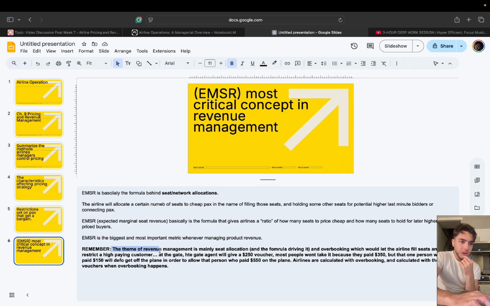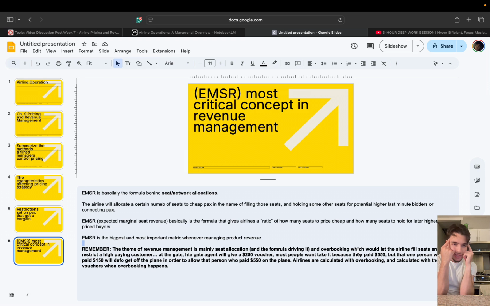Here's an example. Remember, overbooking. This is how overbooking really works. The theme of revenue management really is mainly seat allocation and overbooking. Whenever an airline overbooks, they'll offer a $250 voucher. Most people won't take that voucher, because they're going to be like, oh, I paid $350 for my ticket. But that one person that paid $150 is going to say, yeah, I'll take that $250, in order to allow the person that paid $550 on the airplane. Basically making more money for the airline.